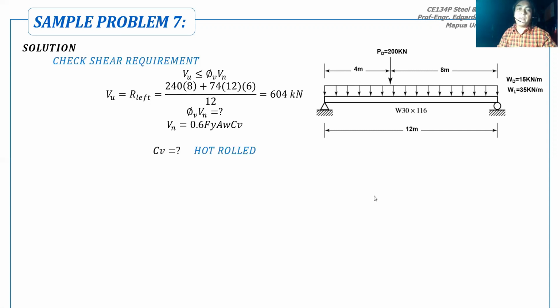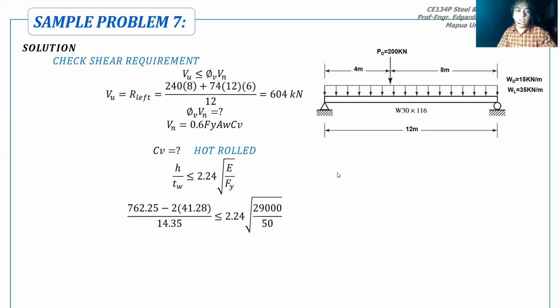Okay, for the value of the Cv, since the given section is hot rolled, so it complies with the first case, okay? So case A. So we need to check for h over tw, check if it is less than or equal to 2.24 square root of E over Fy. Okay, so substituting values. So yung h natin, this is d minus 2k divided by tw. And check natin if it is less than or equal to 2.24 square root of E. Yung E na ginamit ko, 229,000 ksi. Kasi yung Fy given was 50 ksi, grade 50 kasi. So calculating for these values, it satisfies naman the equation.